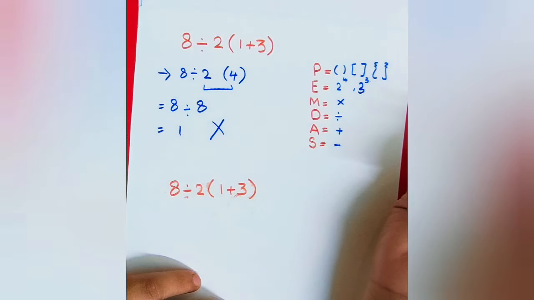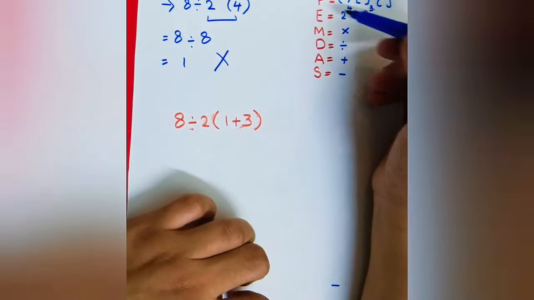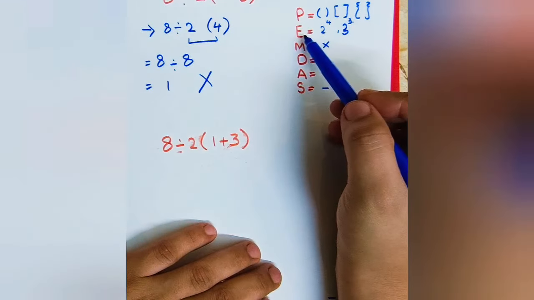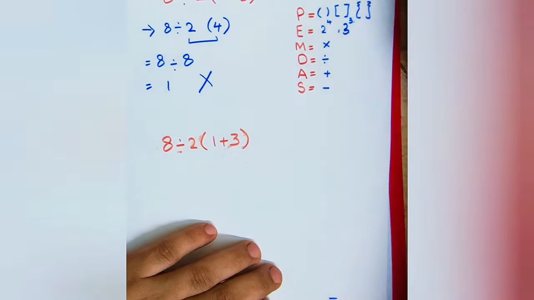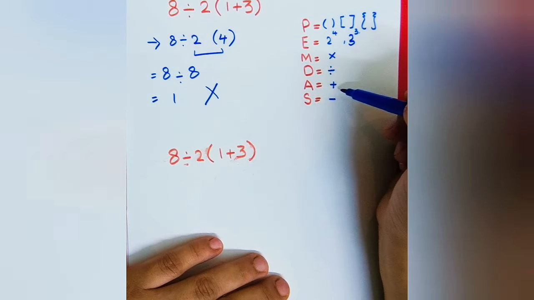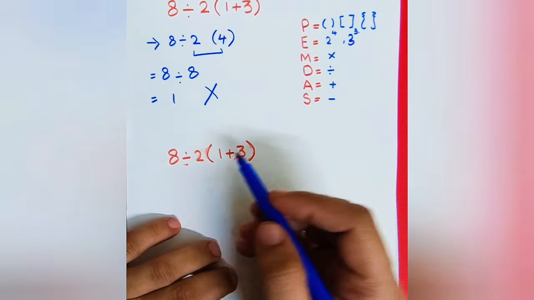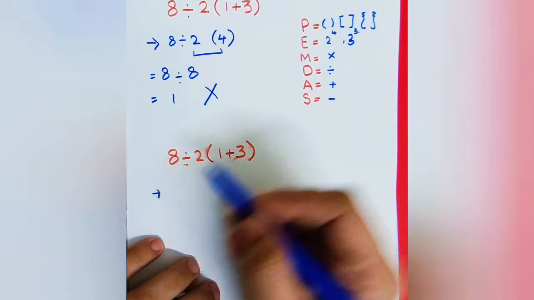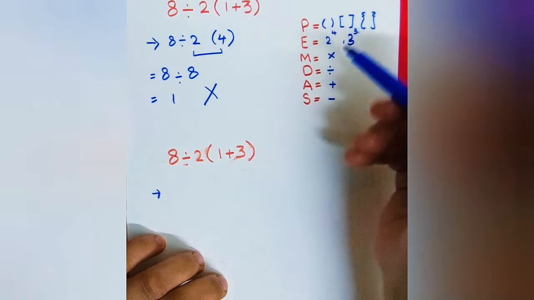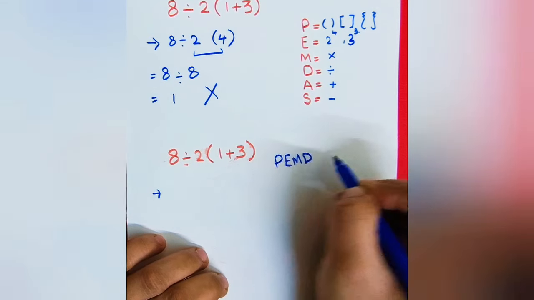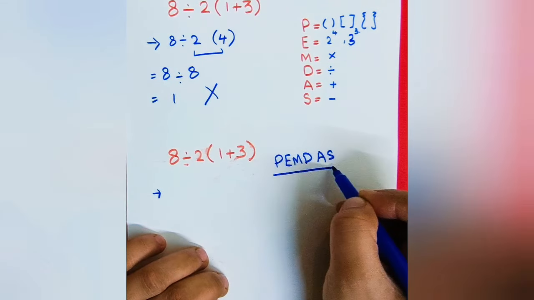But this answer is wrong. Because as per the PEMDAS, as you can see, P means brackets, E is the exponential value, M is multiplication, D division, A is addition and S is subtraction. So as per this question, most people follow these steps. According to the steps, you have to use PEMDAS from left to right.